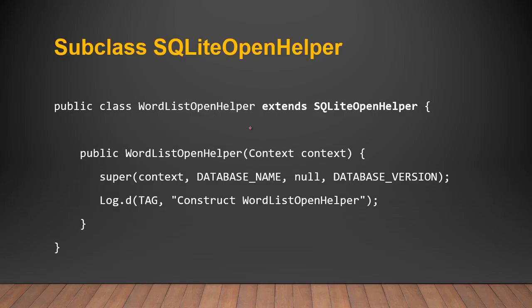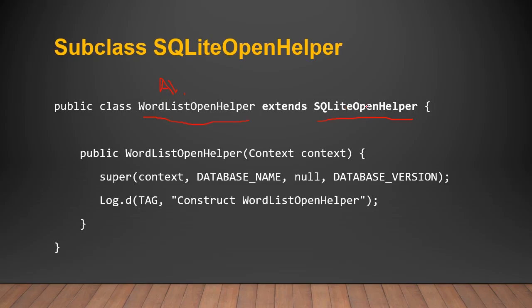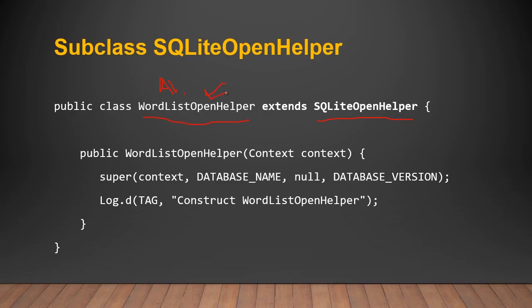So let's create our subclass of SQLiteOpenHelper. Create a class named WordListOpenHelper, or name it what you want. You can also name it A, B, C, D or other things, and after that extend that class from SQLiteOpenHelper. Because it's an abstract class, it has some abstract methods like onCreate and onUpgrade. So you must implement them inside this WordListOpenHelper class.